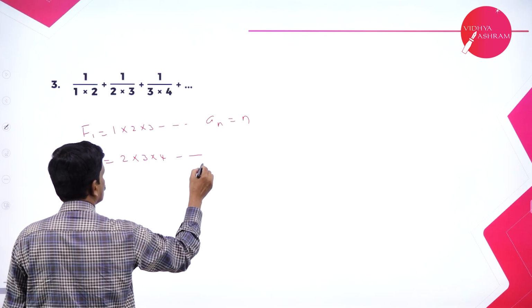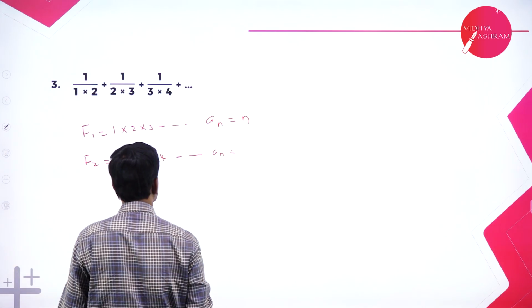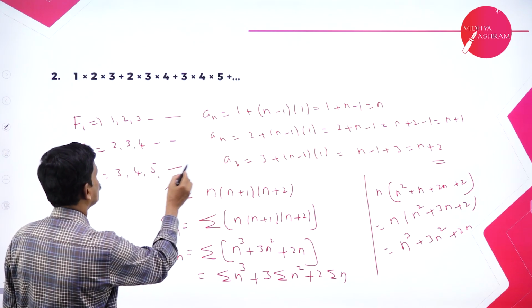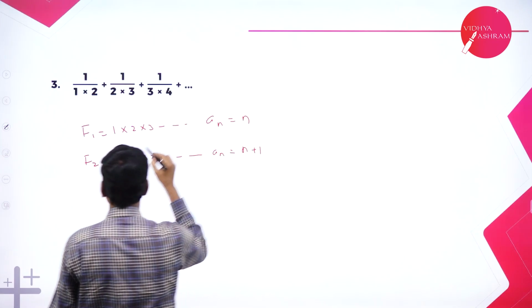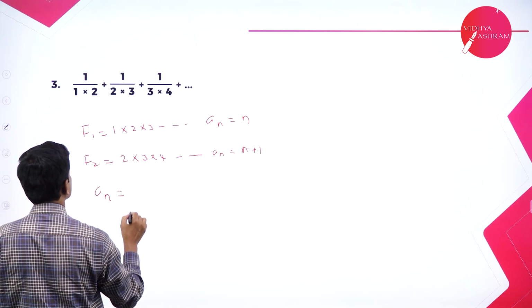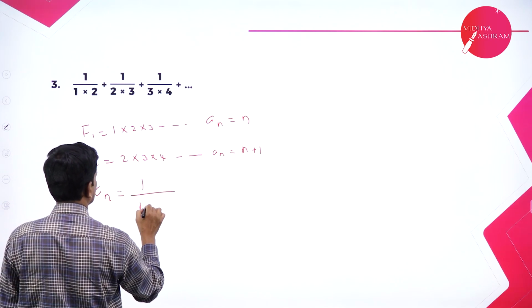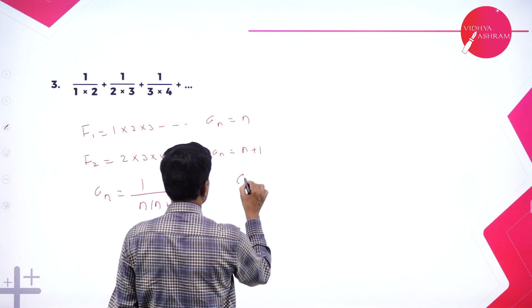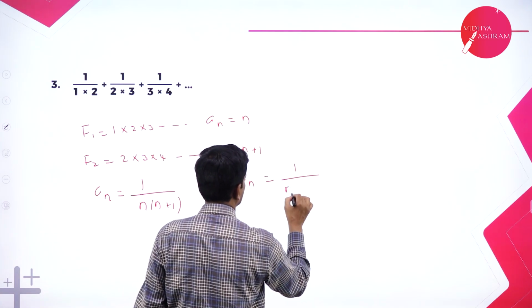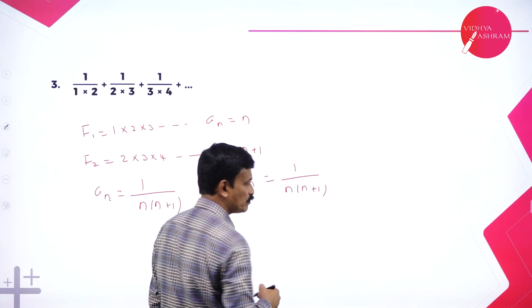So, therefore, the nth term for this, we already did: 2, 3, 4, that is, the nth term is n plus 1. So, this is n plus 1. Therefore, the nth term of the given series, an, is equal to 1 over n into n plus 1. Simplify this. This an can also be written as 1 over n into n plus 1.